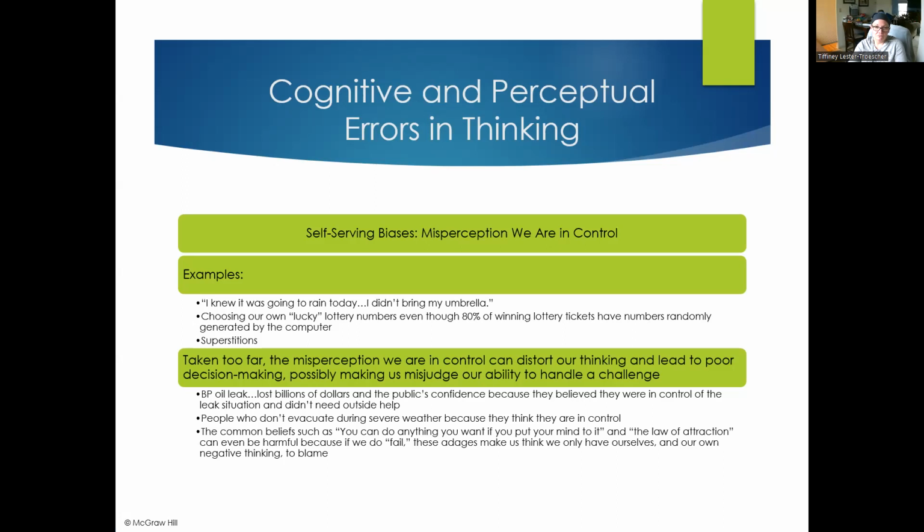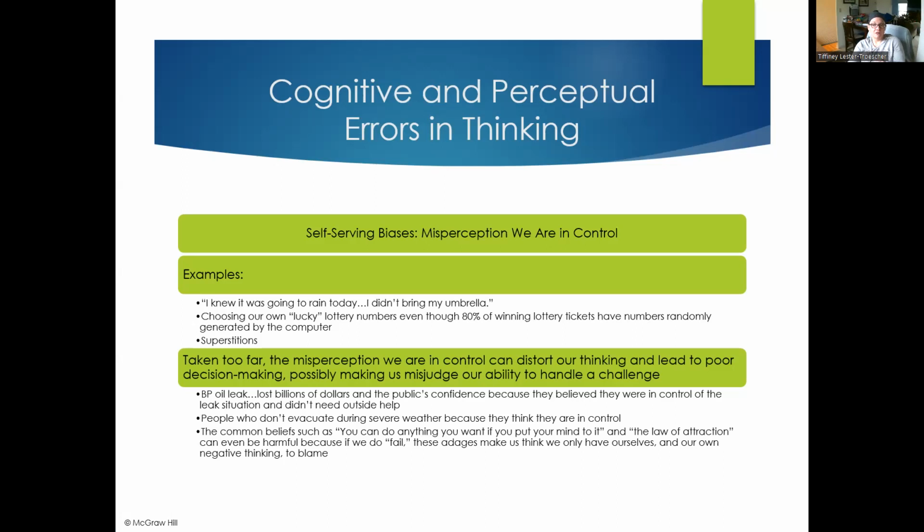Thinking that we are in control can lead to some pretty dire consequences. There are common sayings out there in the world, like you can do anything you want if you put your mind to it. Or this new law of attraction, where if you put positivity out into the world, you will attract positivity, right? It is making people think that they can have some semblance of control over their lives, right? So you can do anything you want if you put your mind to it. I'm putting my mind to it and I am giving it my all and I am trying my hardest. And it's still not happening for me.